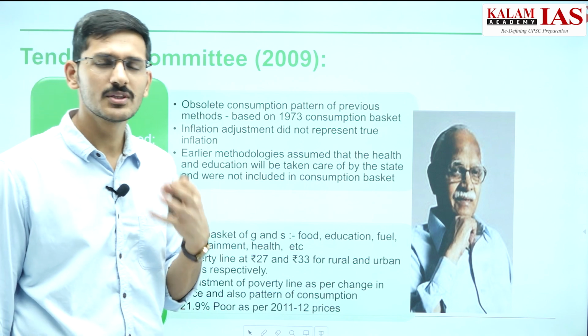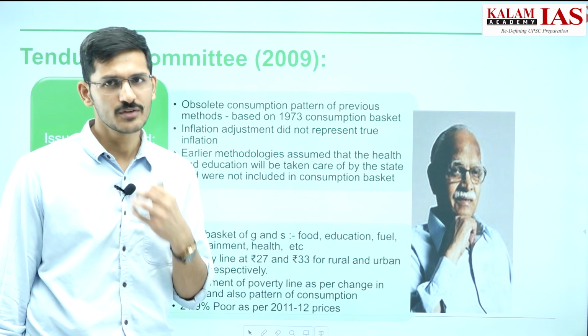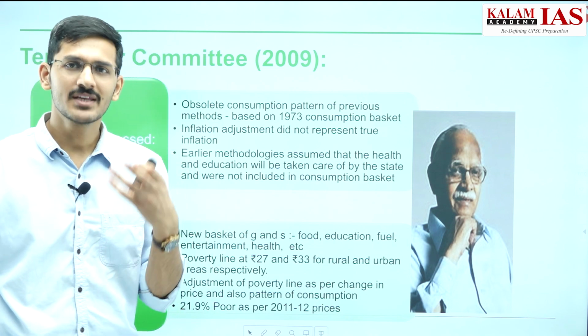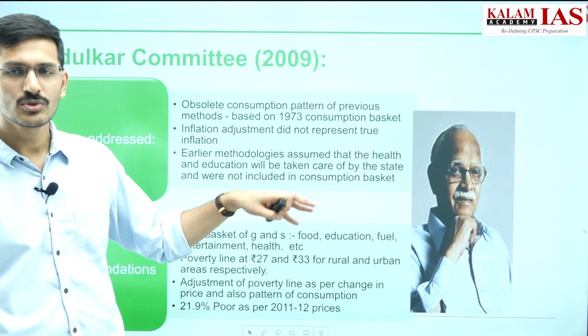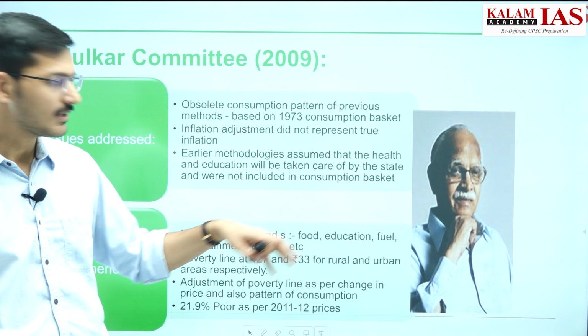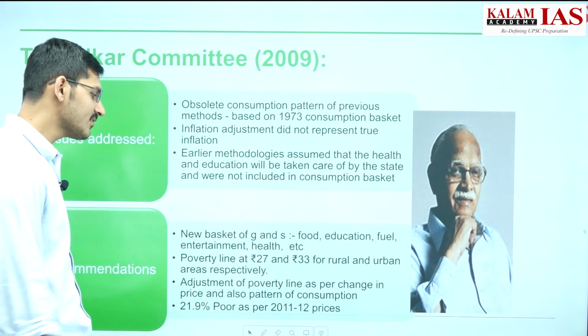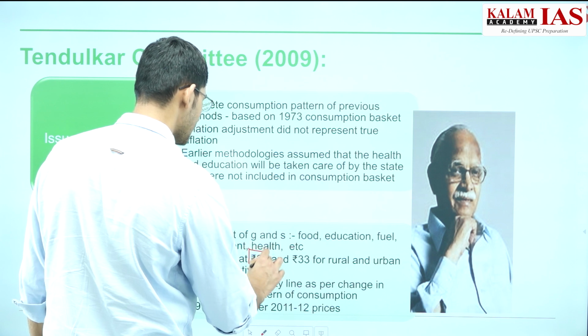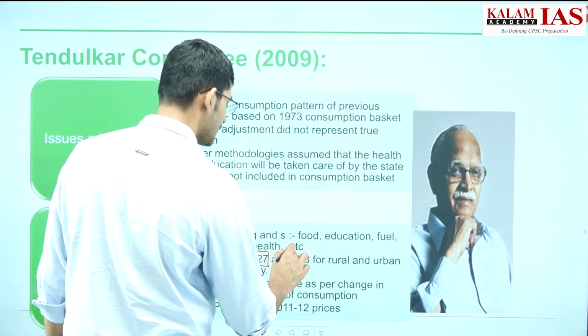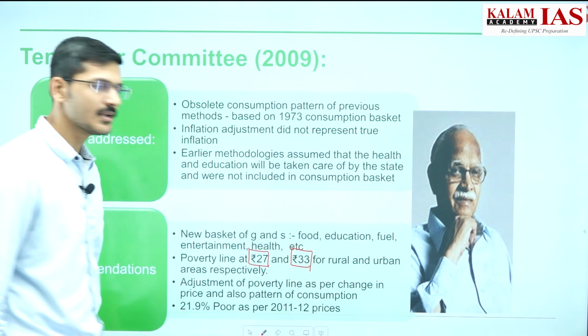Just calories cannot be the basis of poverty. If you are just able to eat food, then you are not poor. That is a very abysmal line of poverty. Now, even after taking food, education, health, fuel, everything into consideration, they gave a poverty line of rupees 27 per person per day in rural areas and rupees 33 per person per day in urban areas.